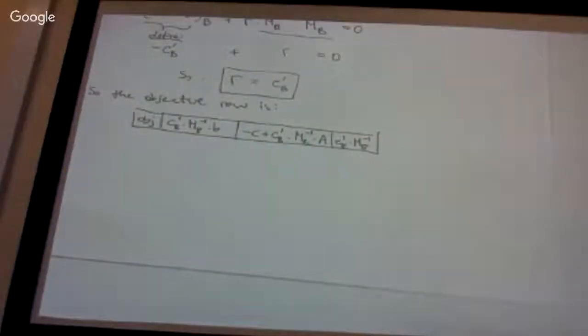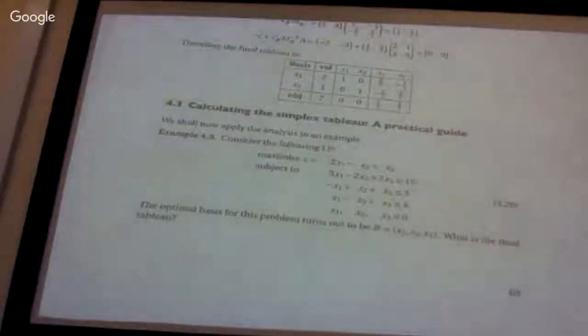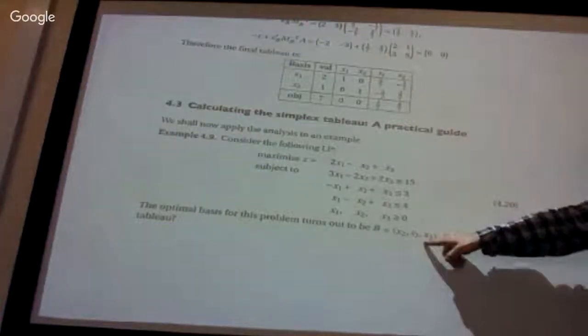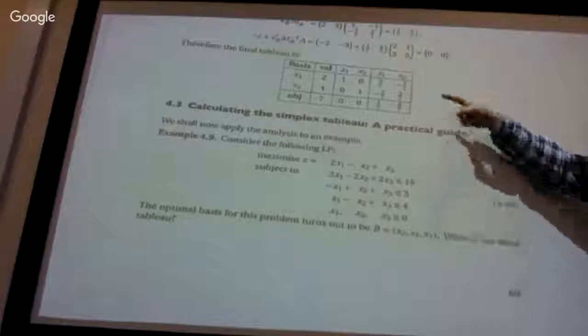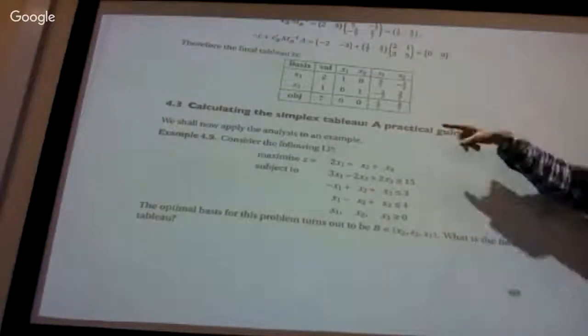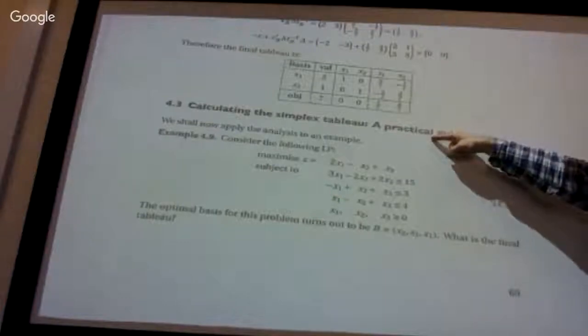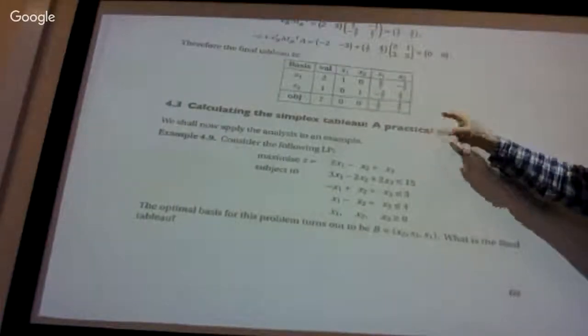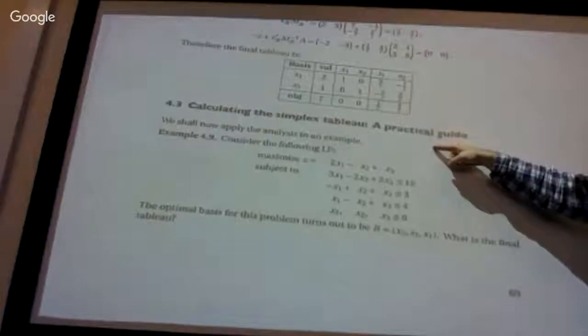And if you don't quite understand how to go from an example to the tableau, there is a whole section called 4.3, which tells you exactly, if I tell you what the basis is, and I tell you the original one, how do I get directly the right simplex tableau without any pivoting? So go through that, read it, make sure you understand it, and come back with any questions either on Friday or next week. So we can have a look at it.